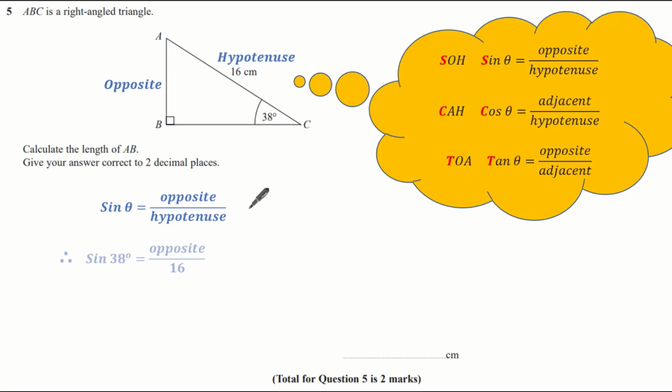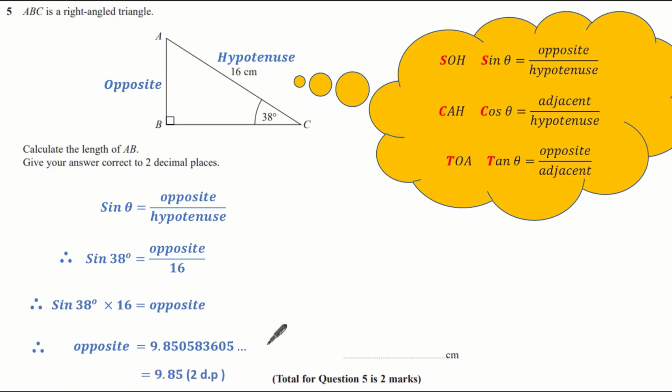Now let's substitute what we know. Well, we know the angle is 38, the opposite we don't know, but we know the hypotenuse is 16. Now rearranging to work out the opposite, it's simply sin 38 multiplied by our 16. This gives me the opposite length to be 9.850, and so on. Now, given the question wanted me to round my answer to 2 decimal places, this means my answer is 9.85 to 2 decimal places.